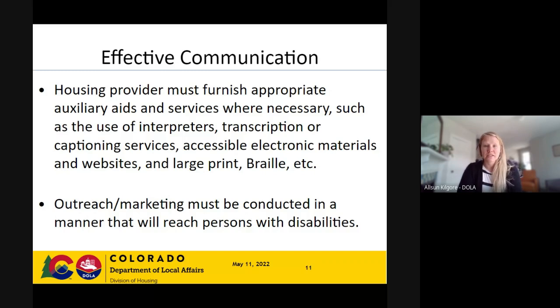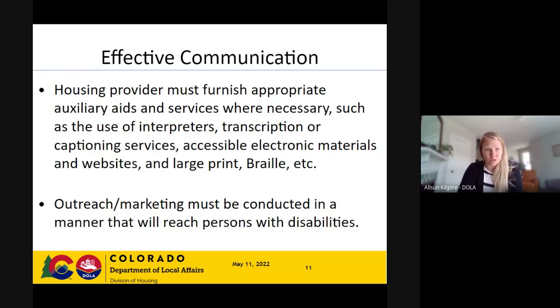Right. And the next element is effective communication. A housing provider must furnish appropriate auxiliary aids and services where necessary, such as use of interpreters, transcription or captioning services, accessible electronic materials, websites, large print, braille, etc. So there's no one-size-fits-all approach for persons with disabilities.